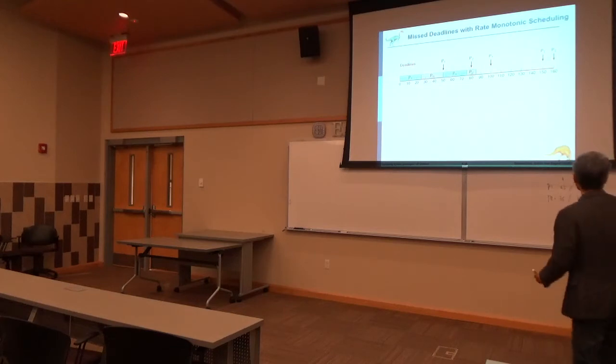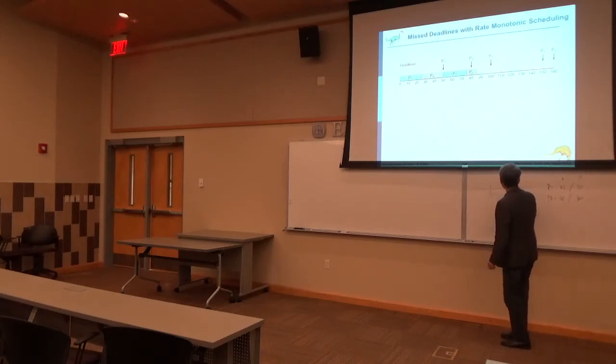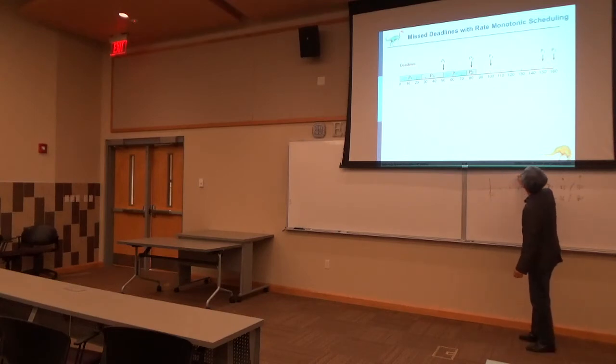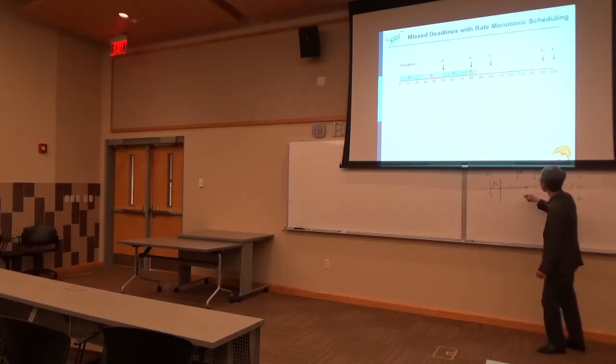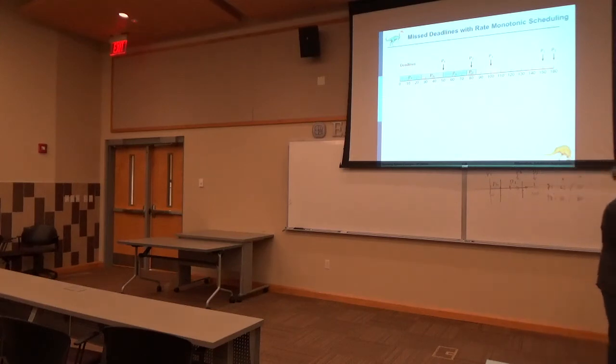However, if we change this, this is time 50, and 60, 70, 80, 90, 100. At this time, the due of P1 is here. And this is the due of P2. If we select P2 first, then P1 can take the 25. Both of them can meet the deadline. However, if we strictly apply the priority of the process, we cannot meet the deadline.